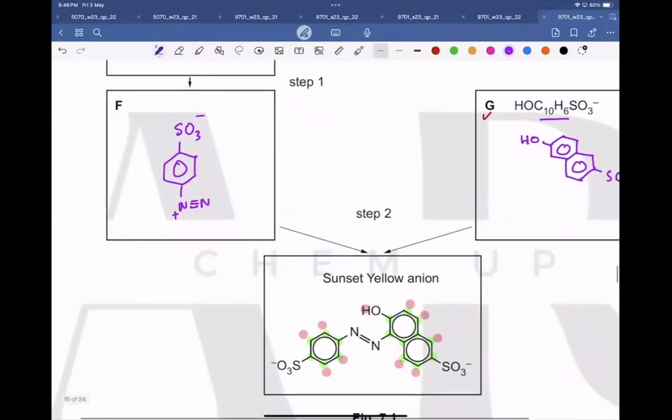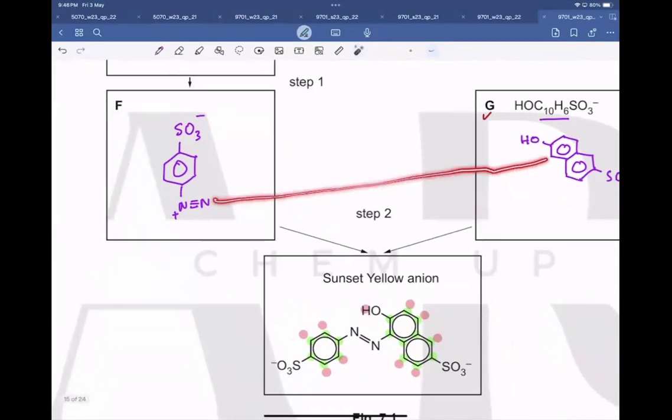Now, when these two react, this nitrogen, if you see, bonds with this one over here, and we get this. Is this clear? Is this understandable to all of you? Okay.